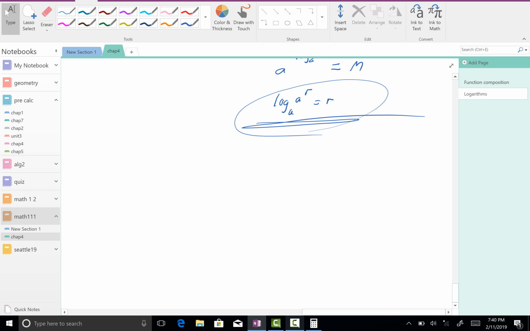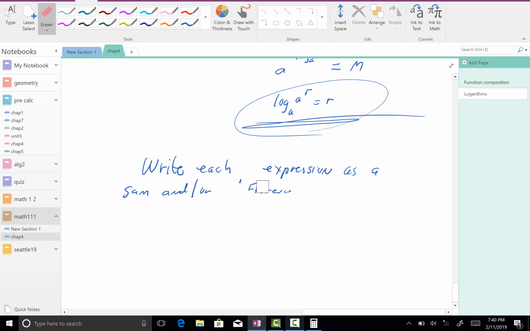All right, here's what they're going to want you to do. They're going to say, write each expression as a sum and/or difference of logs.